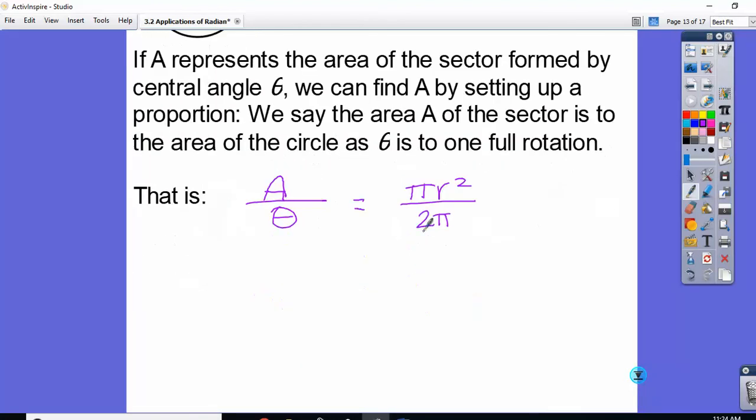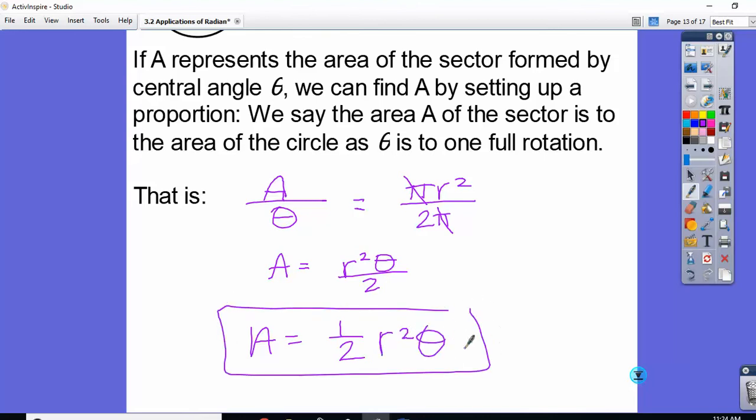Okay, so if I were trying to solve this, what would happen to my pi's? They cancel. You would multiply over your theta, so you get r squared theta over 2. Or a lot of times, I'm going to write that as area equals 1/2 r squared theta. So that is how you find the area of a sector, a portion of a circle, without doing the full thing. So that is the second formula that we need. We have the S equals R theta, and then we have the area formula.